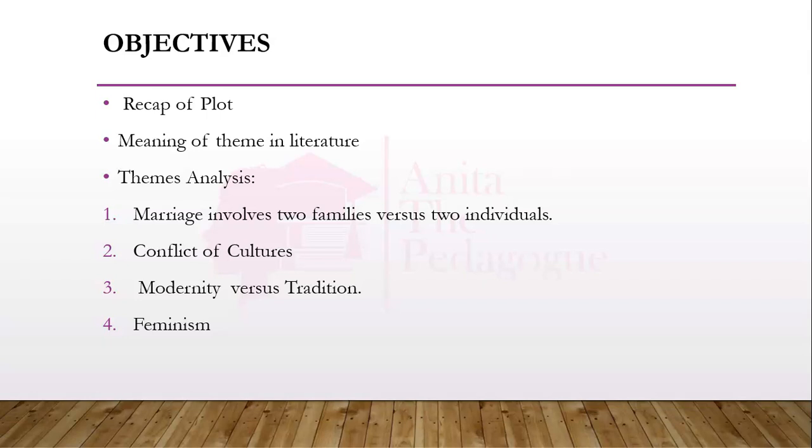First, we'll do a quick recap of the plot and I'll show you a video. We'll look at the meaning of theme in literature. We'll move on and look at 4 themes analysis. 1. Marriage involves 2 families versus 2 individuals. 2. Conflict of cultures. 3. Modernity versus tradition. And 4. Feminism. Now let's look at a recap of the plot by watching this short video.